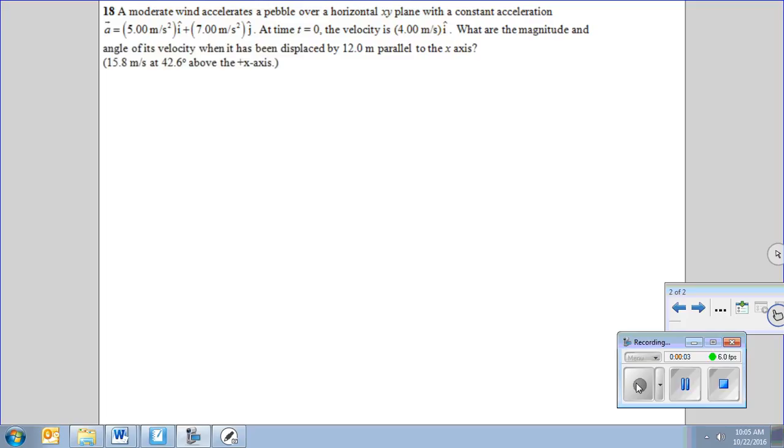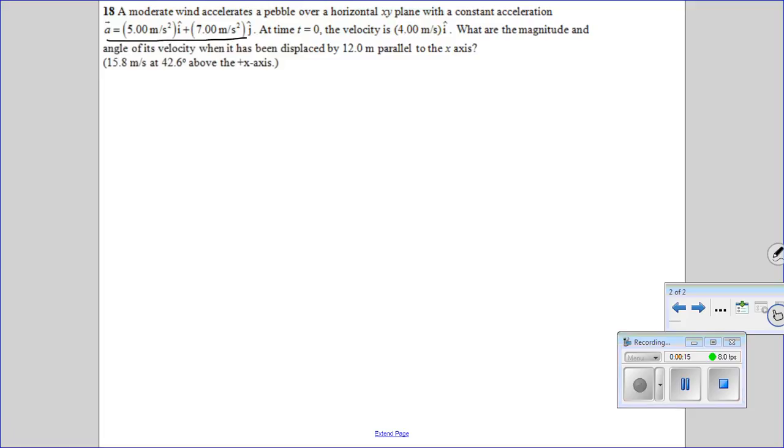All right, this is number 18 in chapter 4 of the Halliday and Resnick book. It says a moderate wind accelerates a pebble over a horizontal xy plane with a constant acceleration, and it gives us this acceleration vector. And then it says at time 0, we've got this velocity vector. And then it wants to know the magnitude and the angle of its velocity when it's been displaced by 12 meters parallel to the x-axis.